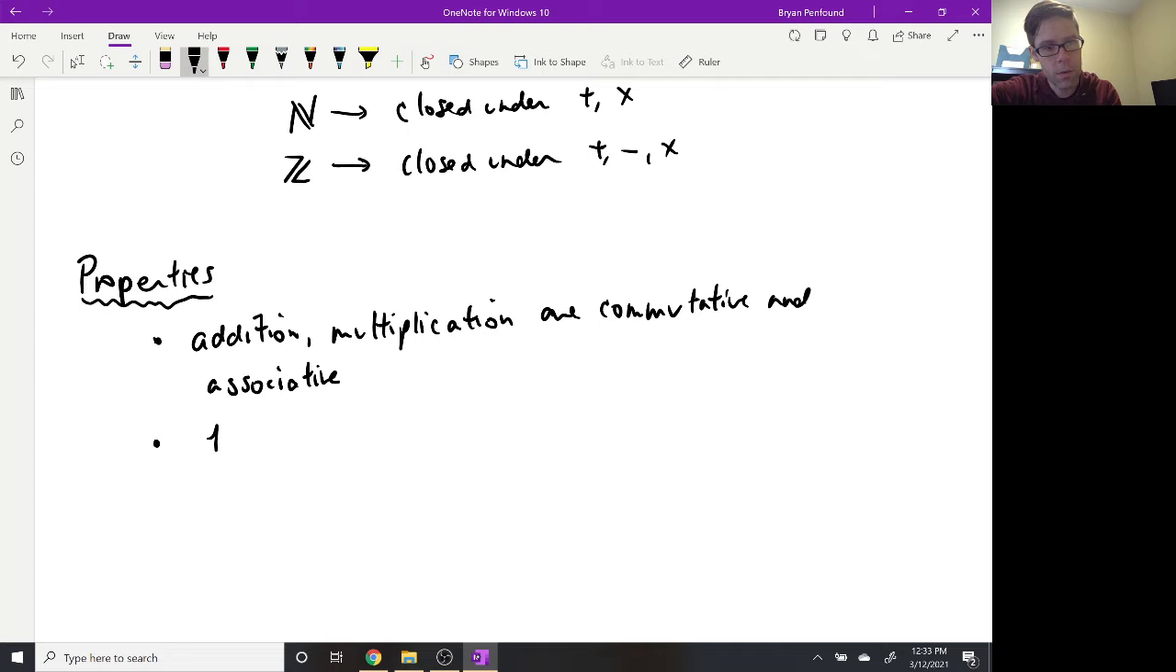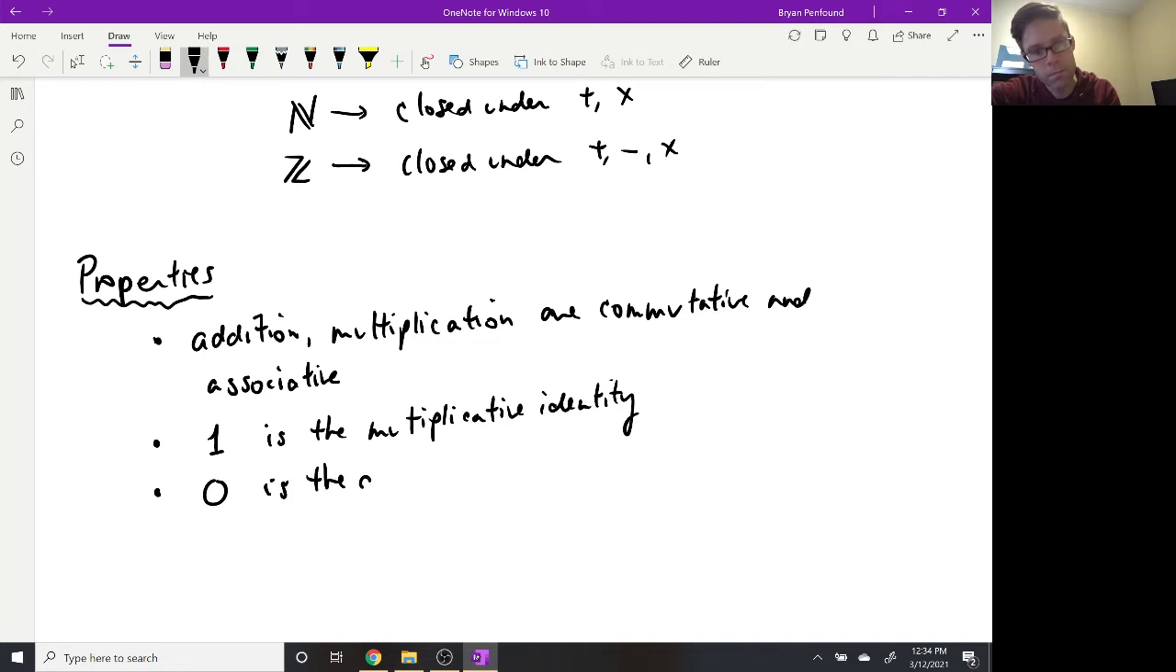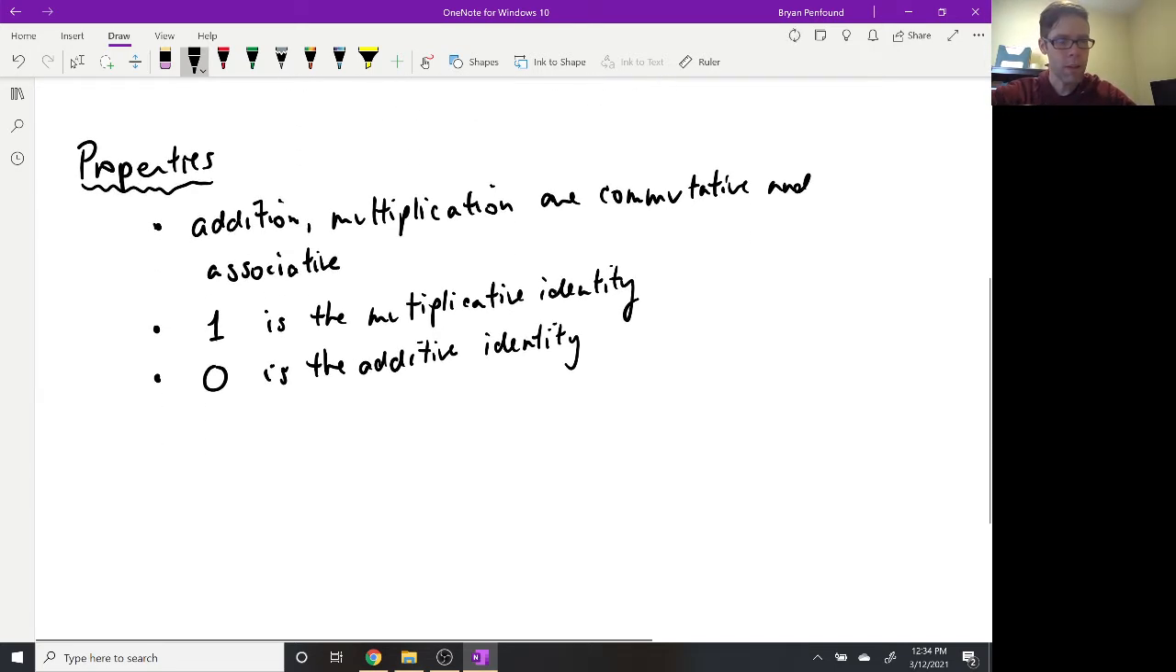So we still have that the number 1 is the multiplicative identity. And we still have that the number 0 is the additive identity. Okay, so that is still true inside of the set of integers. And maybe a new property that we have with regards to the integers is having this idea of having an opposite number.